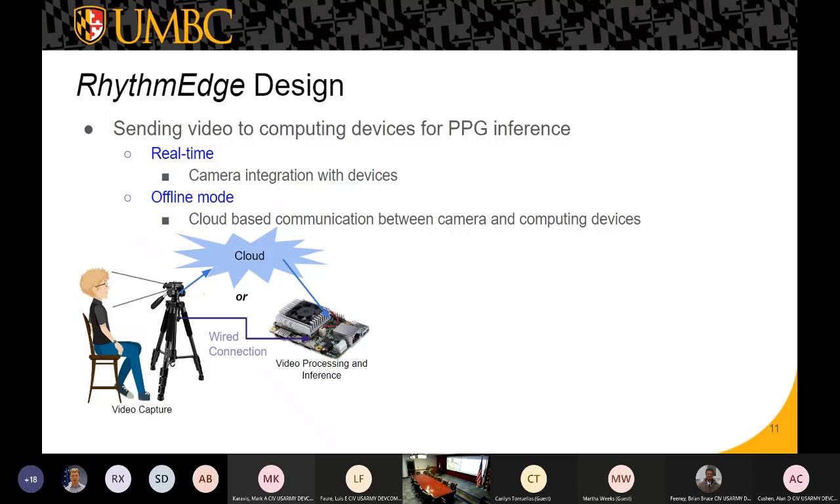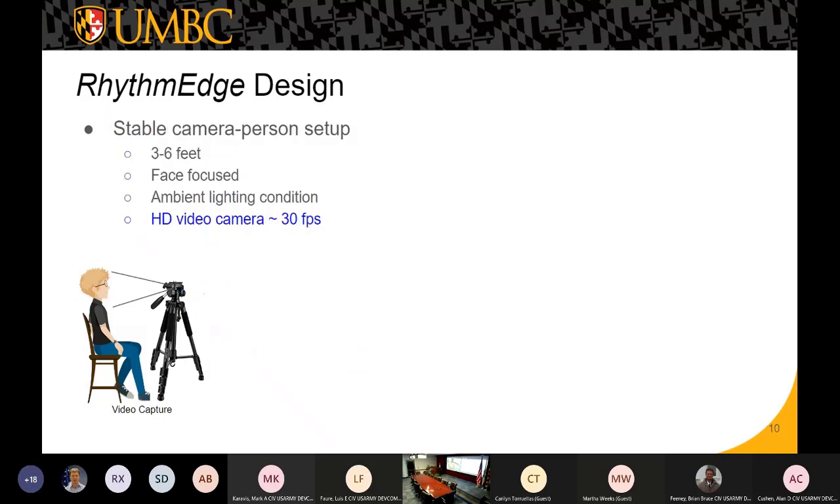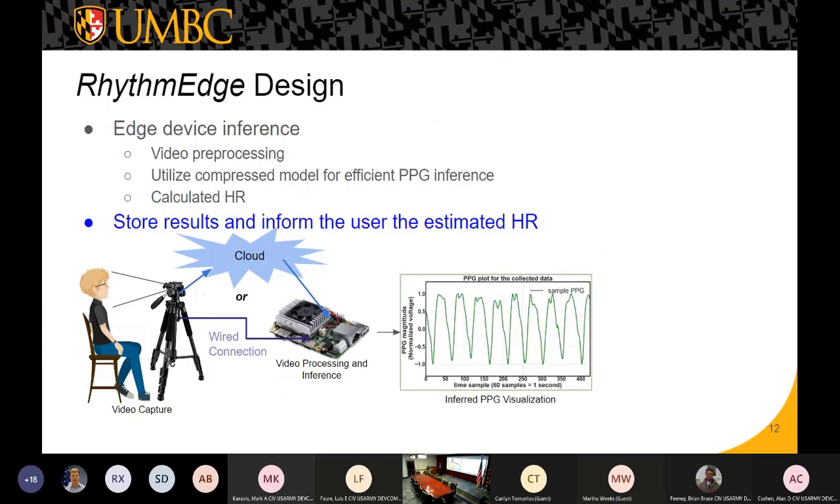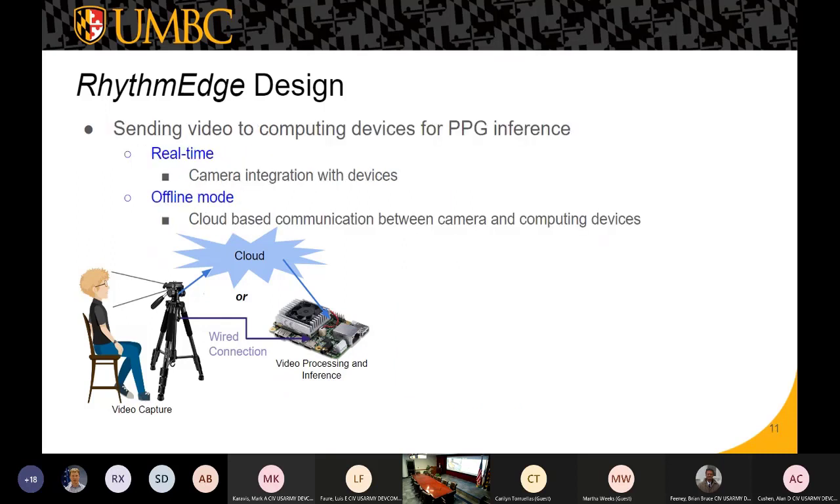After getting the video from the stable camera-person setup or HD camera, it sends this data to some edge device, in our case a Raspberry Pi or Jetson Nano, either via a wired connection or via a cloud connection. In our platform we used both Google Drive and the GitHub platform to send the data to the device itself. A wired connection is always real time. It's just connected by wire.